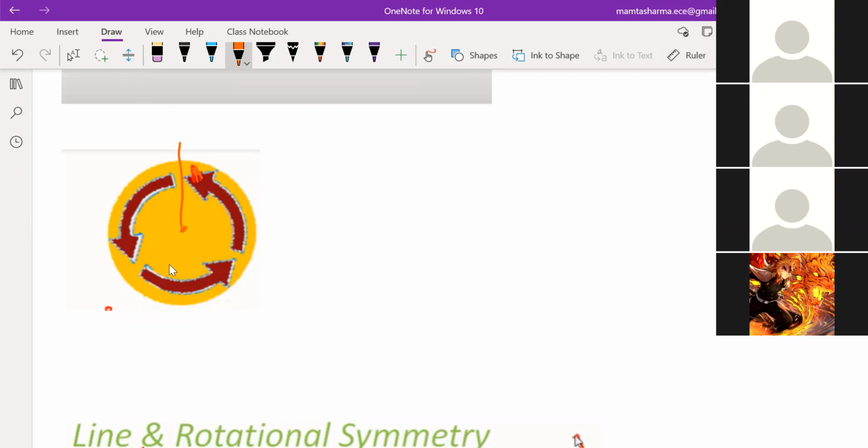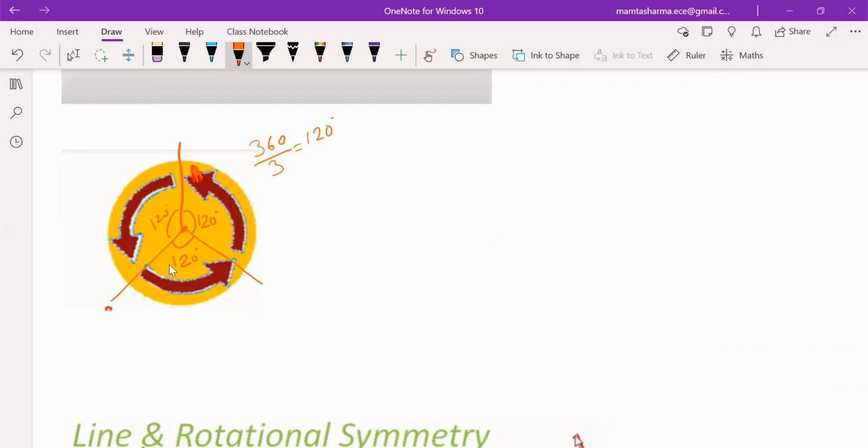Okay, Ritvik, ready? Tell me, how would you find the angle of rotation? 360 by 3, ma'am. There are 3 arrows, so the total angle is 360 degrees divided by 3. So it will be 120. The angle of rotation is 120 degrees and the order of rotation is 3. So we find out the order of rotation.